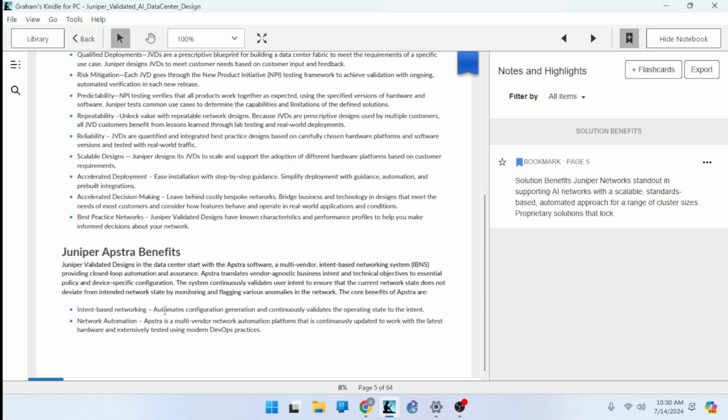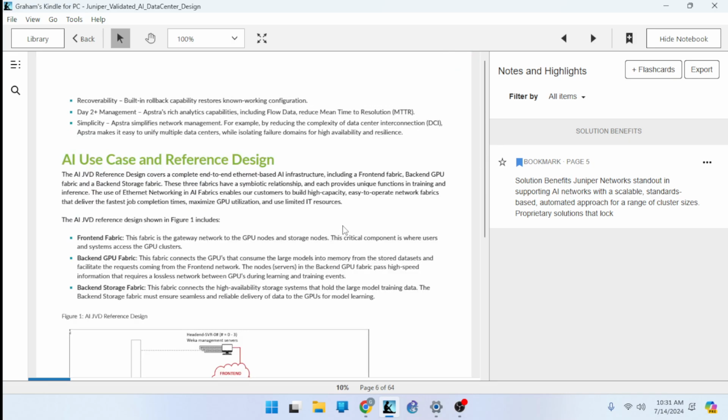Network automation. Apstra is a multi-vendor network automation platform that is continuously updated to work with the latest hardware and extensively tested using modern DevOps practices. Recoverability. Built-in rollback capability restores known working configuration. Day 2 plus management. Apstra's rich analytics capabilities, including data flow, reduce mean time to resolution, MTTR.